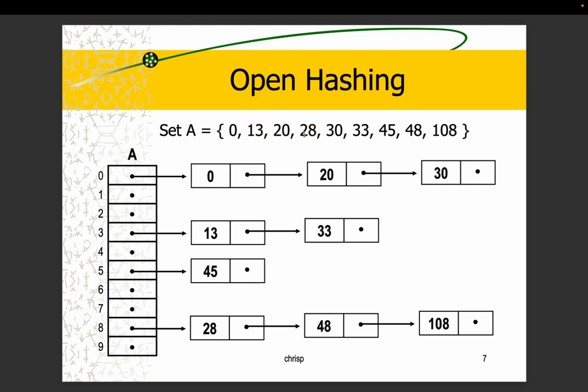If you can recall, the hash function in this specific scenario takes the ones digit and stores the element at the index of the ones digit. So 0 is stored at index 0, 13 is stored at index 3, 20 is stored at index 0, 28 is stored at index 8, and so on. Once all of the elements have been inserted, you will notice it's all based on their ones digit. 45 has a 5 as the ones digit, so it's stored at 5.